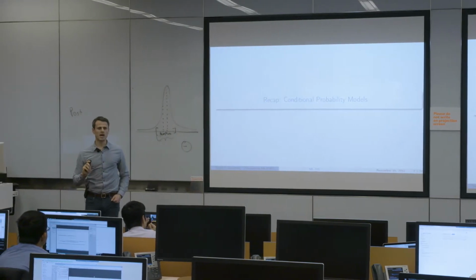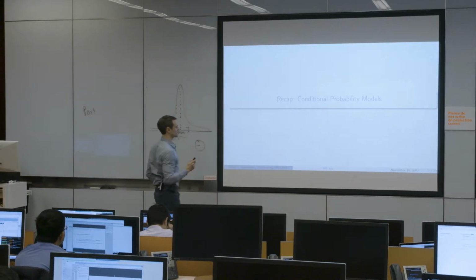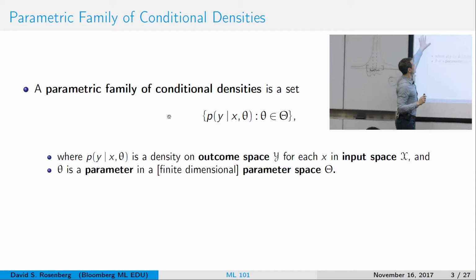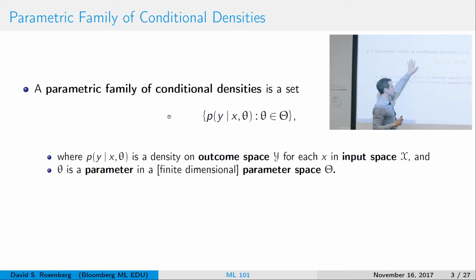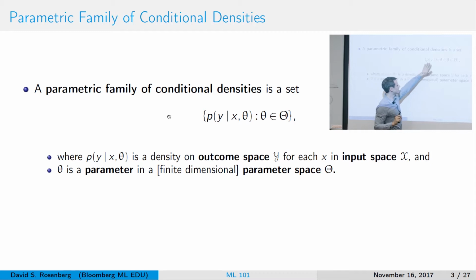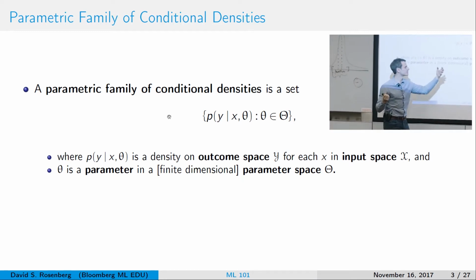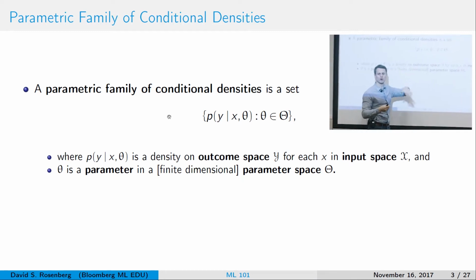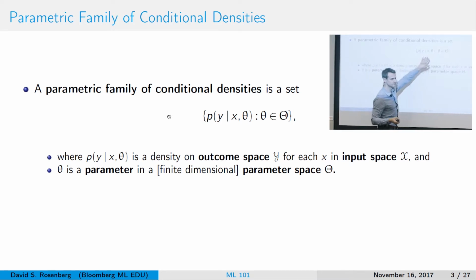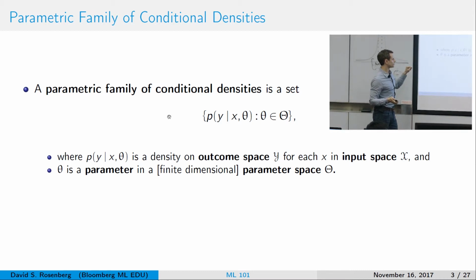So let's do a quick recap from last week, the parts that are most relevant for this conditional probability modeling. In the terminology this week, we have a parametric family of conditional densities. So instead of just p(y | theta), now it's p(y | x, theta). X is the input, y is the outcome space, and these are the objects that we want to produce: distributions on y. That's our action space.